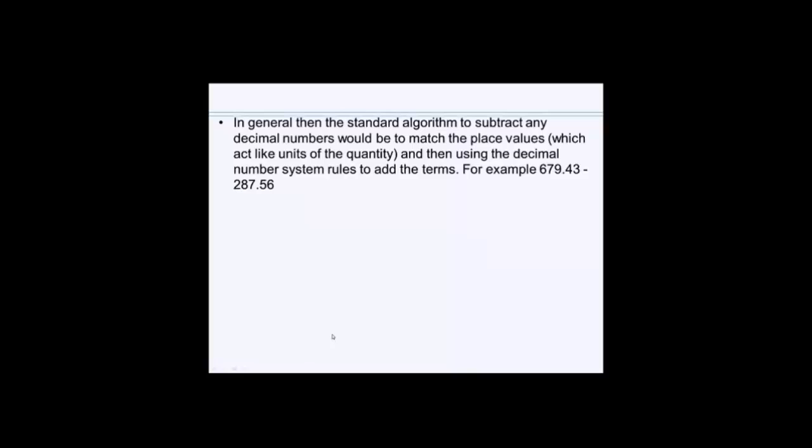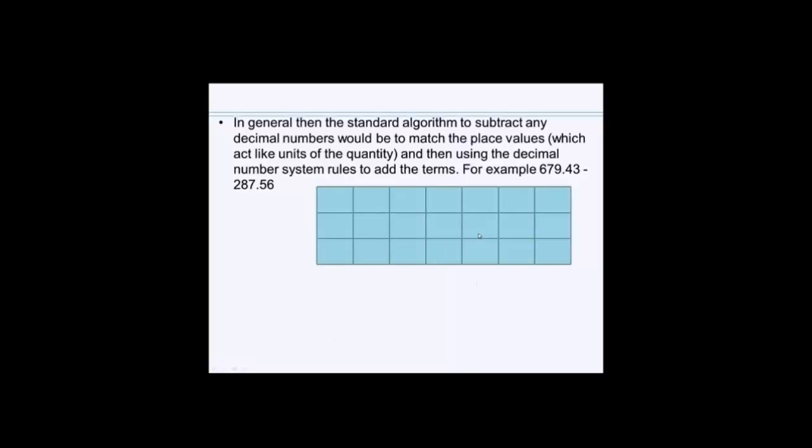In general then, the standard algorithm to subtract any decimal numbers would be to match the place value. So let's say 679.43 minus 287.56. So line them up. Now 3 minus 6, can't do it, so we'll have to borrow 1 from here. And so borrowing 1 is borrowing 10 singletons or 10 hundredths. When you borrow 1 from the tenths place, you're borrowing 10 hundredths. So 13 minus 6 will give you 7.